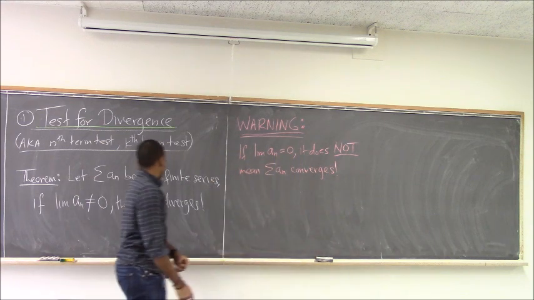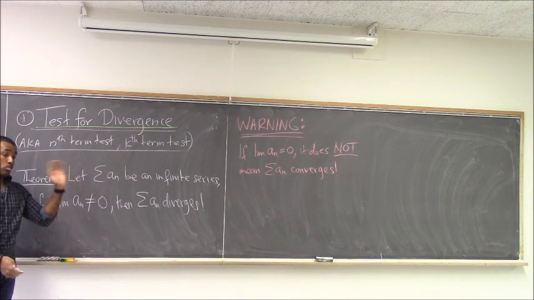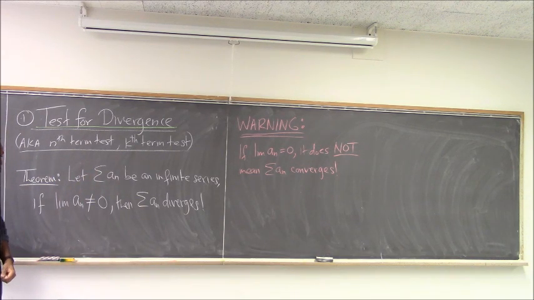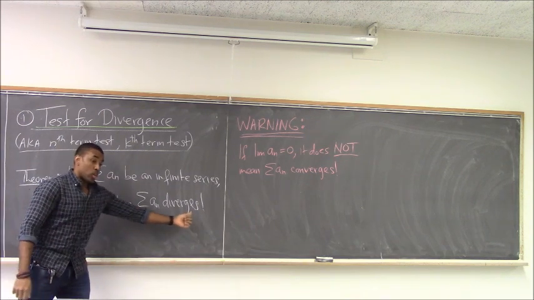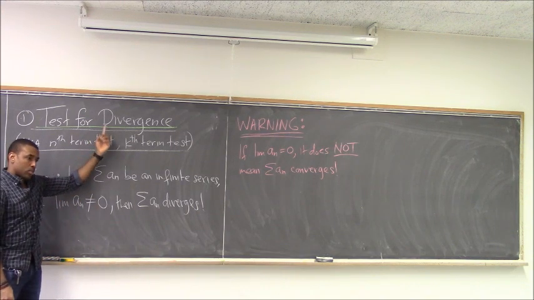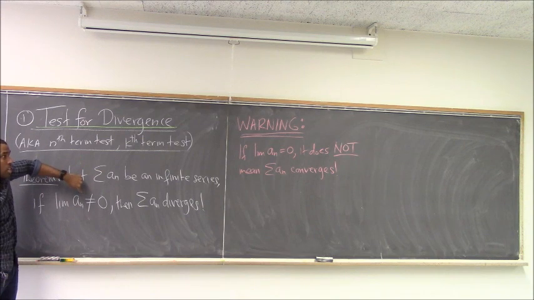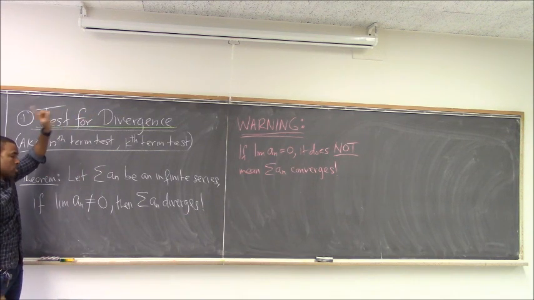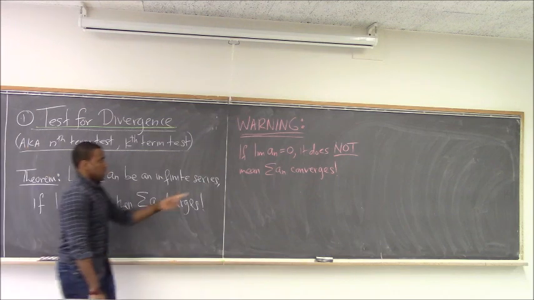So if you look at a series, you take its limit and you get 0 as the answer, don't assume it converges. You cannot do that. You have to try something else, try some other test. But if you find that the limit is not 0, you can definitely for sure conclude that it's going to diverge. This is called the test for divergence. That's why that's important. It can only tell you about divergence. The limit, whether or not it's 0, only tells you about divergence. It does not tell you about convergence. Okay? So don't do that.